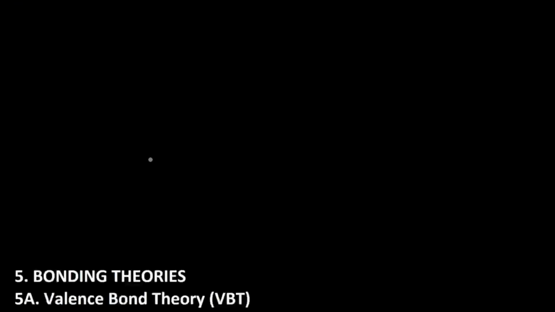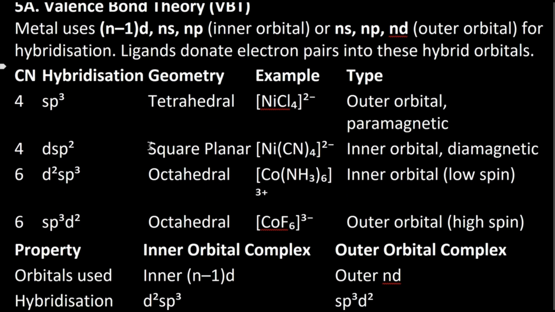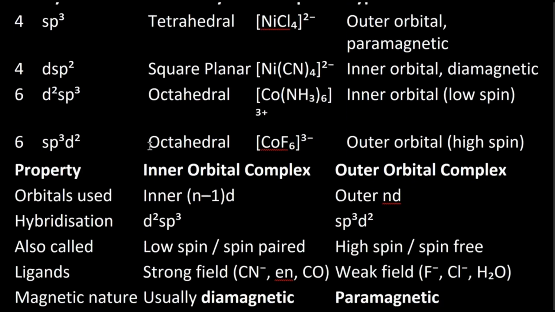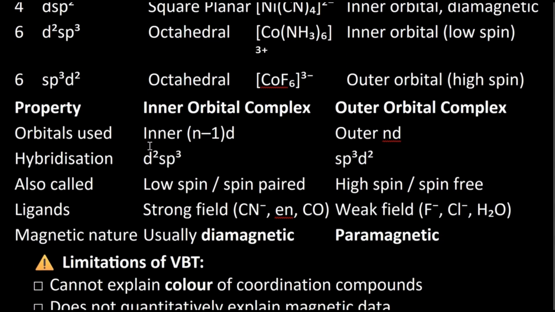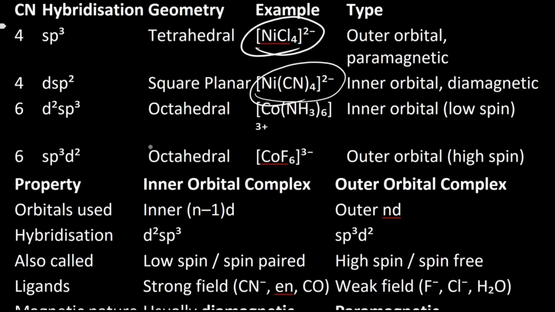Okay. Then the next theory would be valence bond theory. Valence bond theory is very simple. Here we have tetrahedral, square planar, and octahedral, and the corresponding hybridization. In valence bond theory, they usually ask you why this is paramagnetic and why this is diamagnetic, particularly about these nickel complexes, NiCl4 and Ni(CN)4. They have asked questions of the same type a lot.